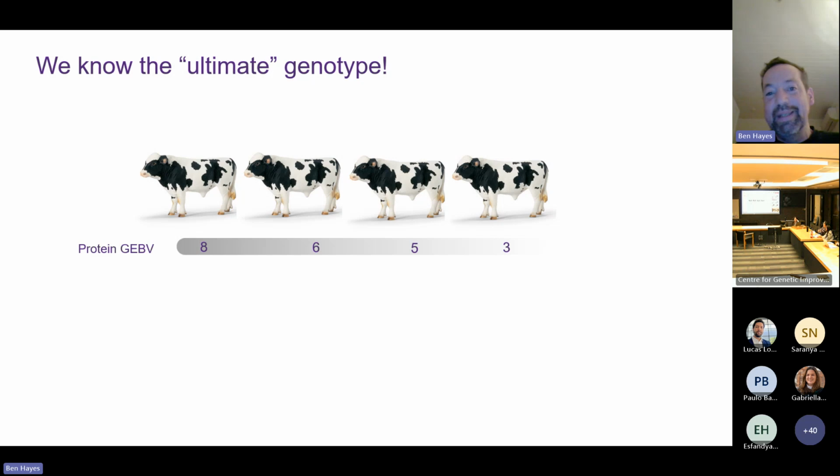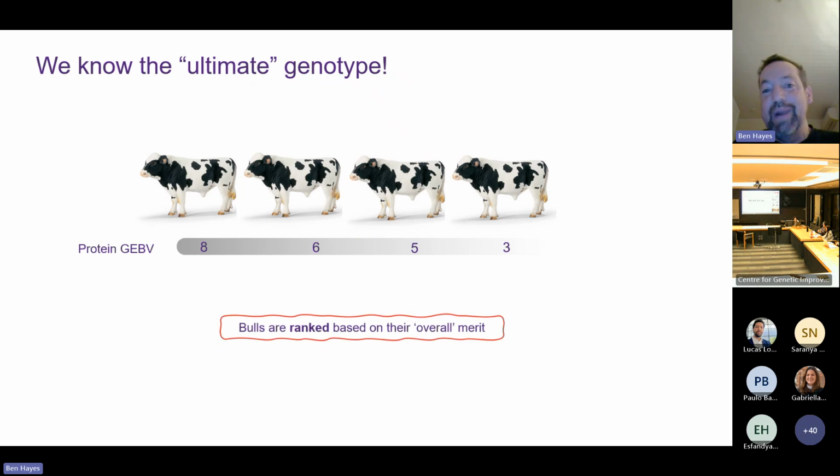So with genomic selection, what we do is we calculate a genomic breeding value for each animal, say these 4 dairy sires, and for protein EBV, genomic breeding value, the first bull might have a breeding value of 8, the last one might have a breeding value of 3. So we would rank the bulls on their merit and select the first one for breeding.